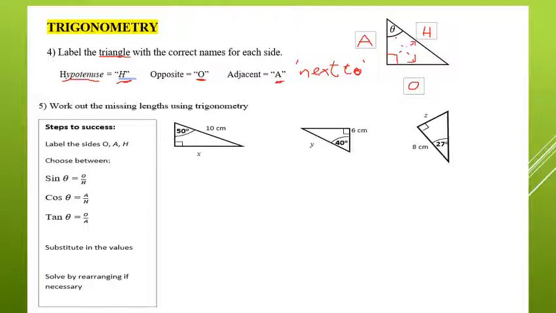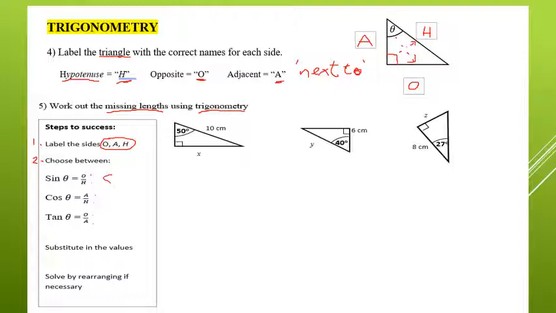Okay, down the side here we can see the process we should follow when we're trying to solve a trigonometric problem. This question asks to find missing lengths using trigonometry. The first step is to label the sides. Then, based on what we've got in the question, we label them O, A and H. Then we decide which of the three rules to use. Sine is equal to opposite over hypotenuse, cos is adjacent over hypotenuse, and tan is opposite over adjacent.